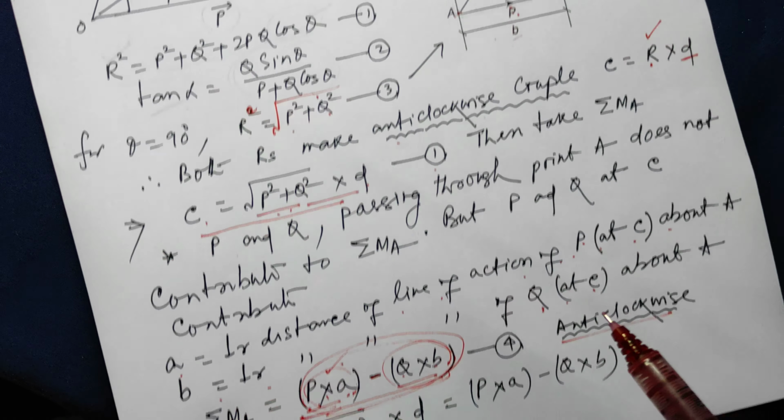So we need to find D. What was multiplied here is taken to the right-hand side, so it is divided. So D equals PA minus QB over the square root of P square plus Q square, which is the distance between these two resultants which produce an anticlockwise couple. So that is all about it.